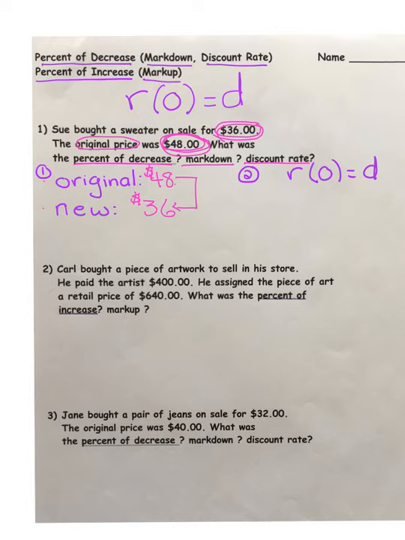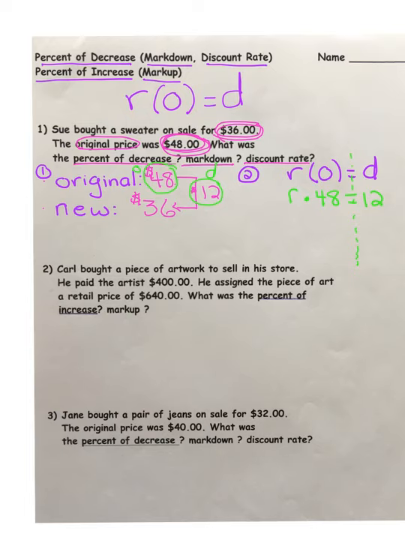If you take 48 minus 36, you get a difference of $12. So, we're going to compare our difference to our original price O. Let's use our formula in step 2. Let's drop a dotted line. And since we're looking for the rate, in this case a percentage rate, R, the rate is a mystery, times 48 equals 12.